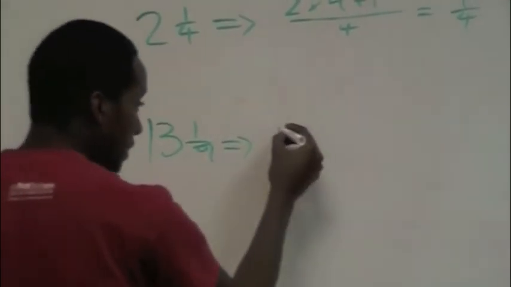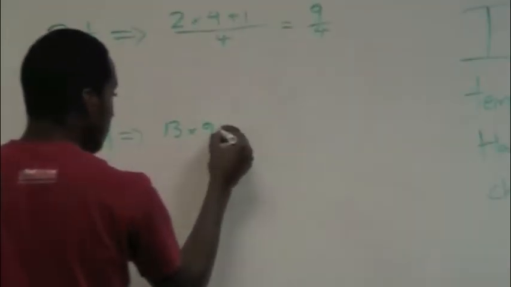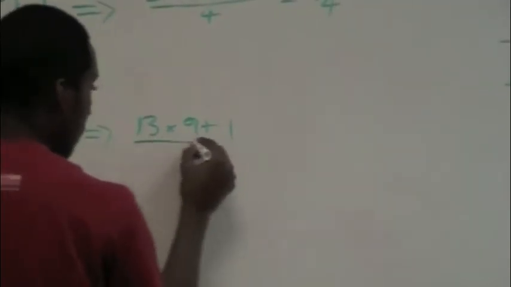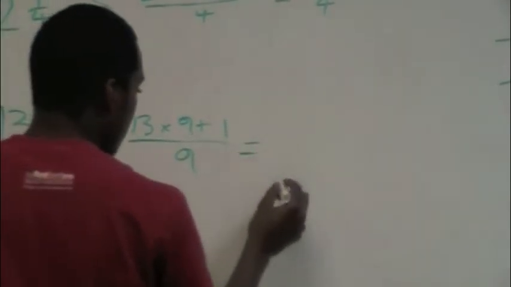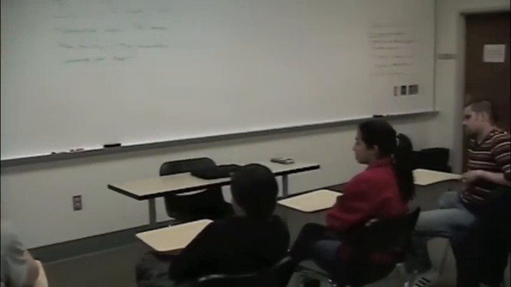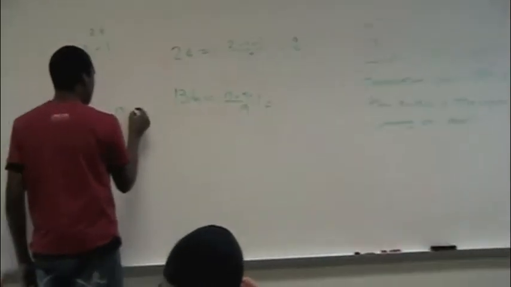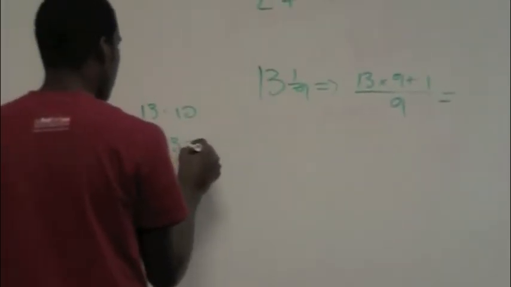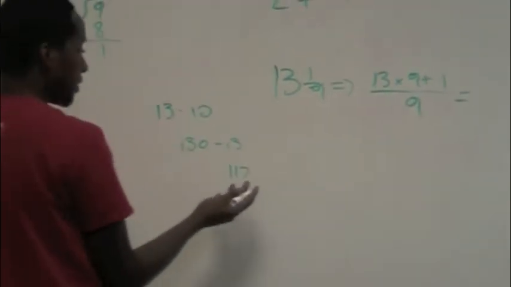So we have 13 times 9. Good. Plus 1, over 9. Exactly. So, anybody know what 13 times 9 is? It's 117. And plus 1. 13 times 10 is 130. Minus 13 is 117. Everybody see what I did there?